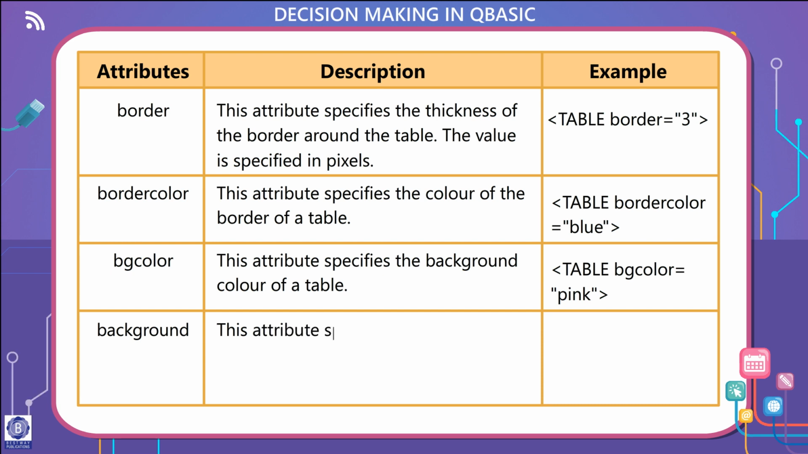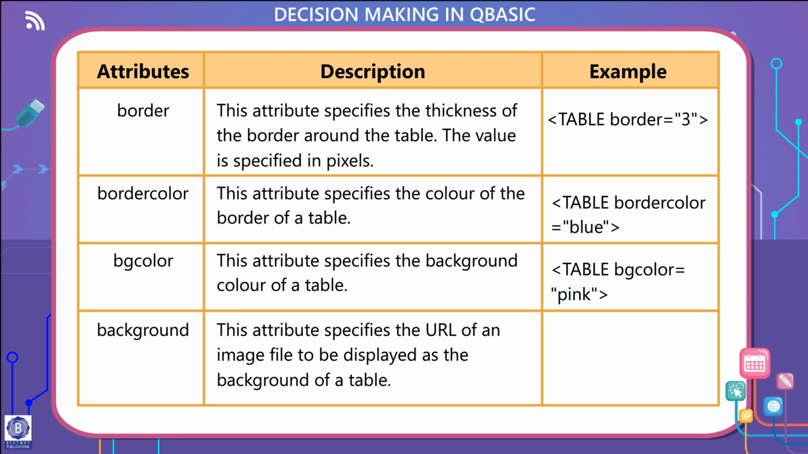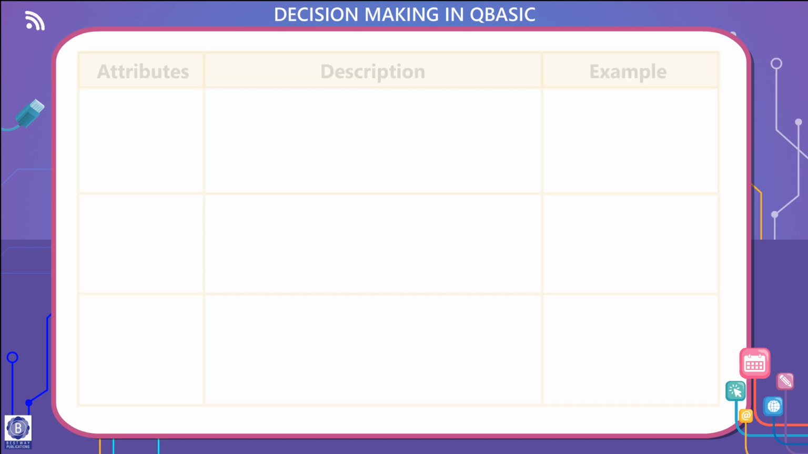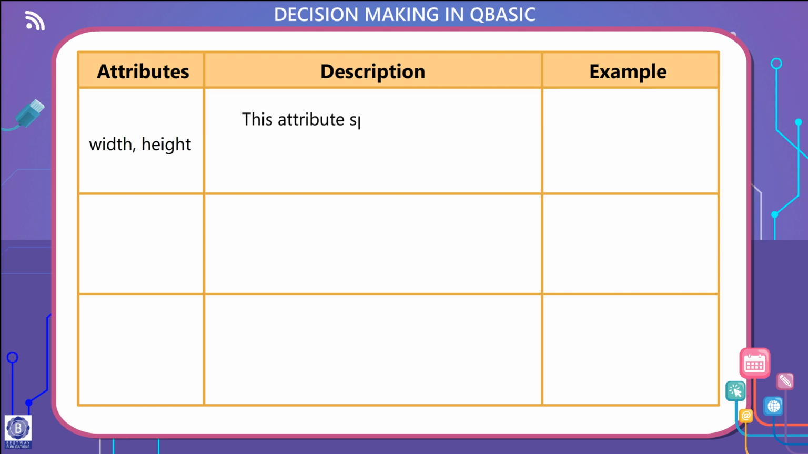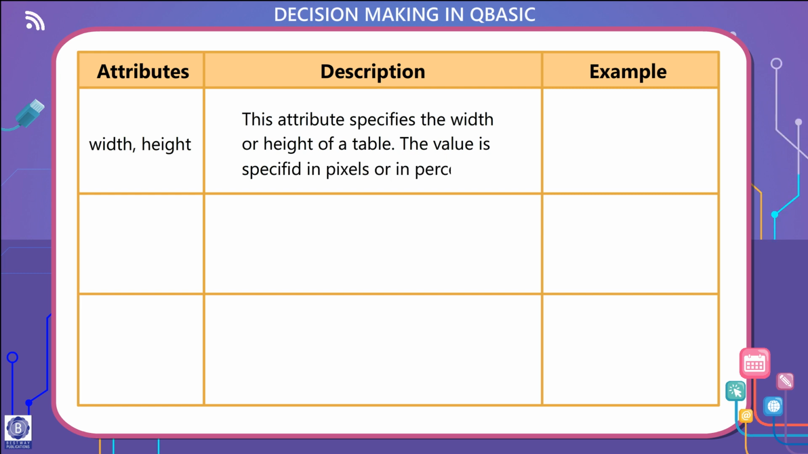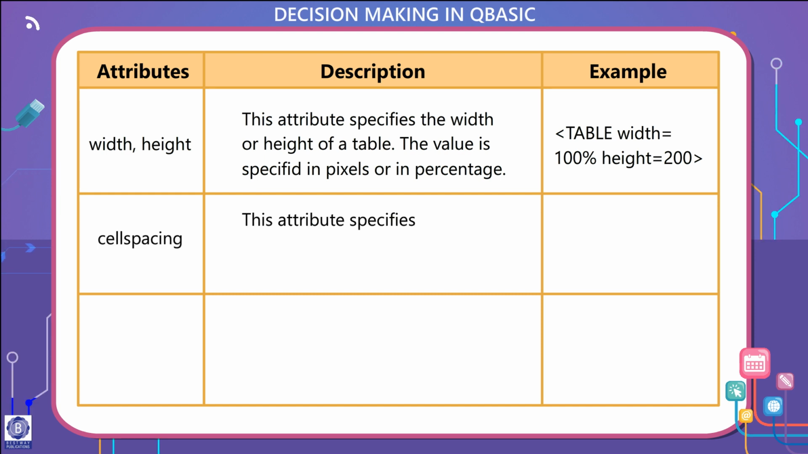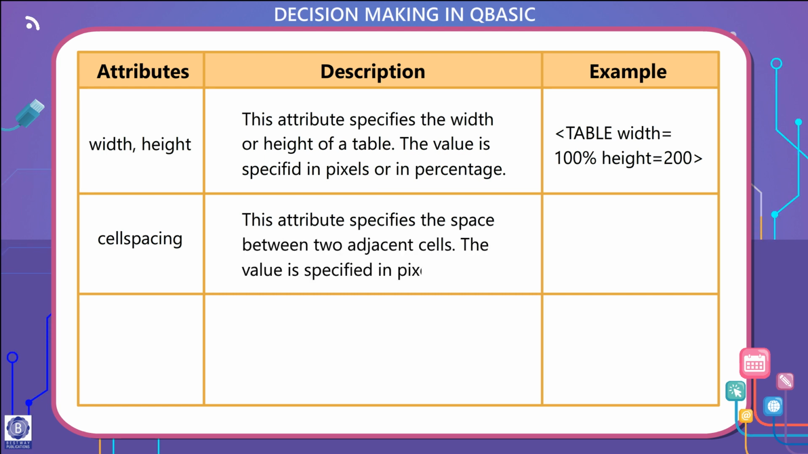Background. This attribute specifies the URL of an image file to be displayed as the background of a table. Table background is equal to c:\roses.jpg. Width, height. This attribute specifies the width or height of a table. The value is specified in pixels or in percentage. Table width is equal to 100%, height is equal to 200. Cell spacing. This attribute specifies the space between two adjacent cells. The value is specified in pixels. Table cell spacing is equal to 3.